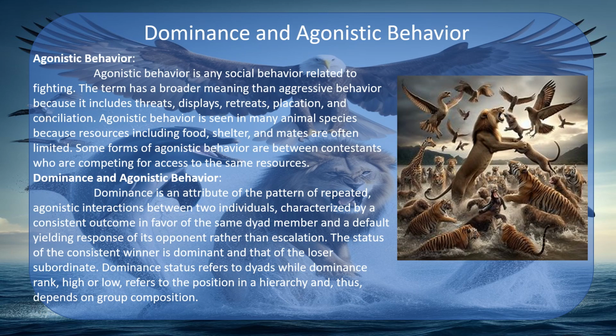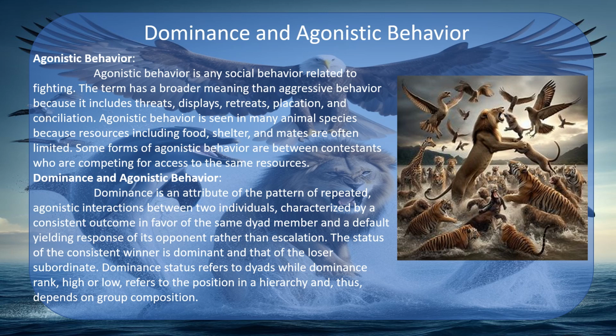Next is dominance and agonistic behavior. Agonistic behavior is any social behavior related to fighting. Agonistic means fighting. The term has a broader meaning than aggressive behavior because it includes threats, displays, retreats, placations, and conciliation. Agonistic behavior is seen in many animal species because resources including food, shelter, and mates are often limited. Some forms of agonistic behavior are between contestants who are competing for access to the same resource.